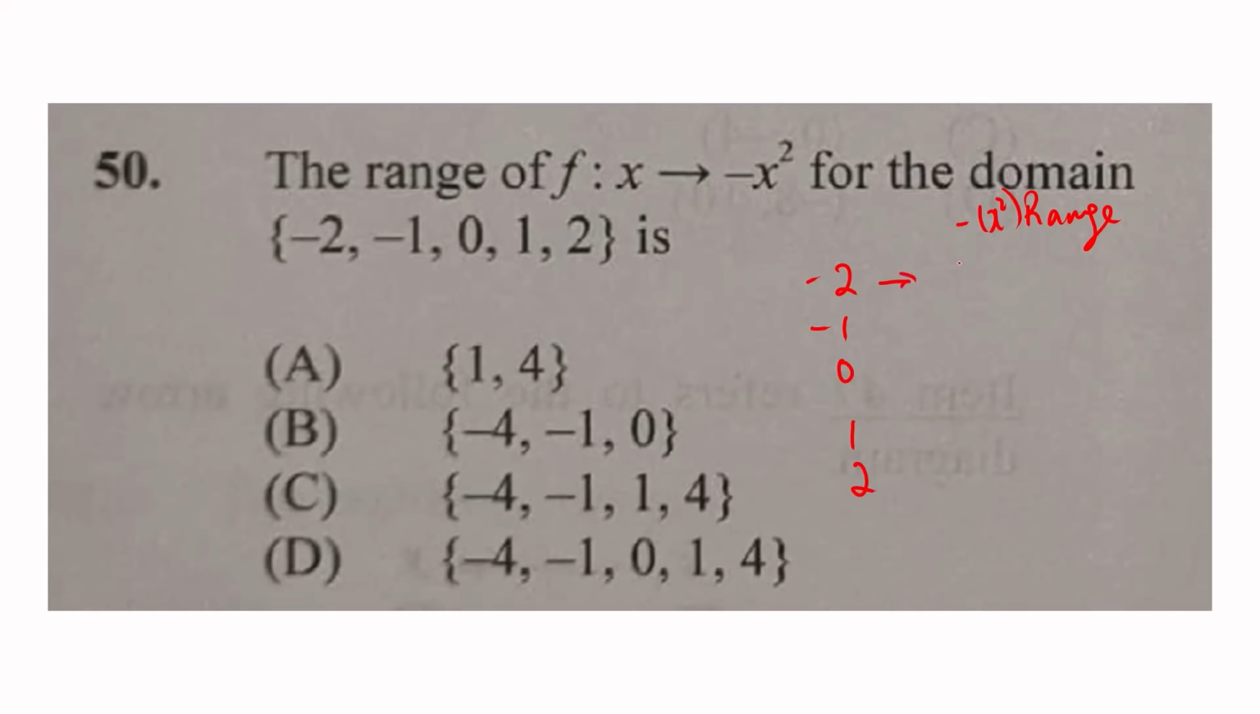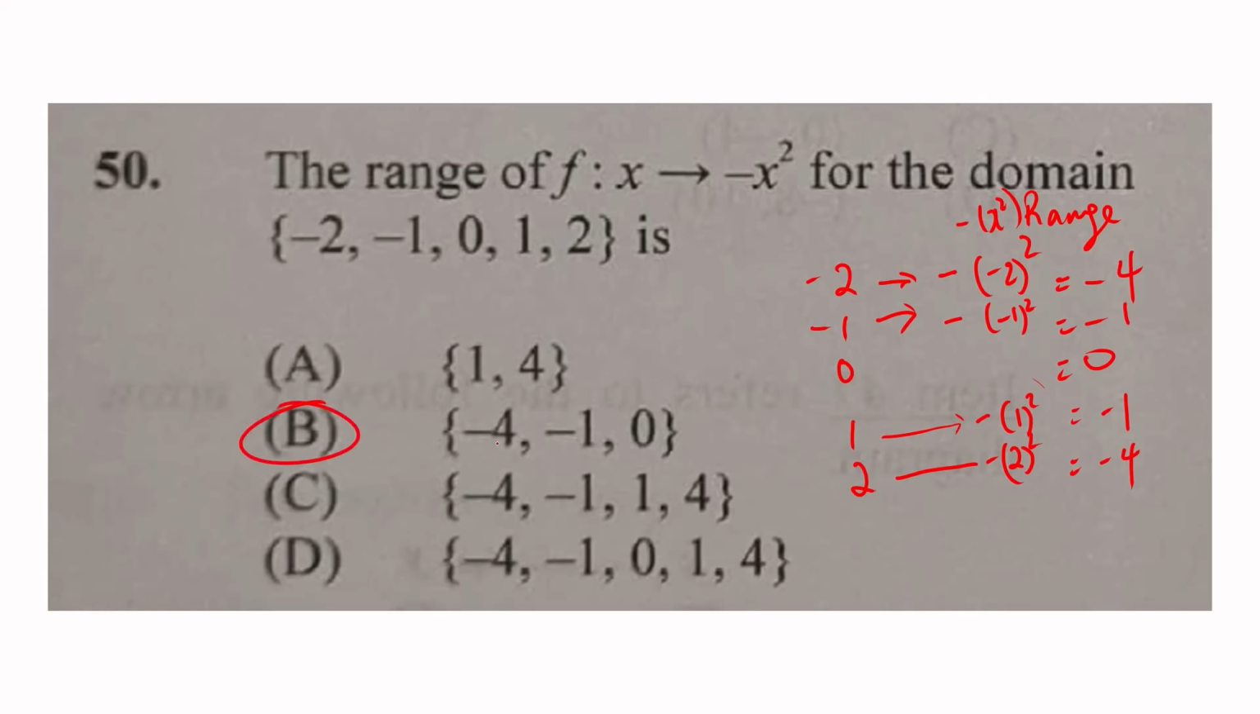So let's plug that in now. So negative 2: negative times negative 2 square gives us negative 4. And then negative times negative 1 square gives us negative 1, then 0, 0. And then we have 1, so negative times 1 square gives us negative 1, and negative times 2 square gives us negative 4. So the range is just going to be 0, negative 1, negative 4. So that would match with B: the set of negative 4, negative 1, 0.